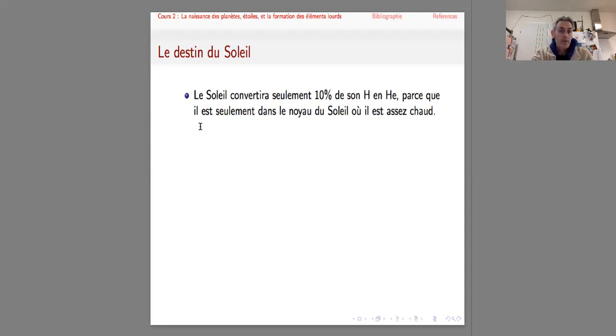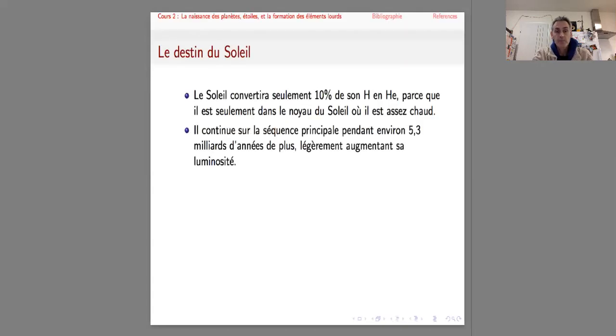Why only 10%? Because this conversion process takes place in the central region of the sun, where it's hot enough to attain this fusion of 2 protons to give deuterium.